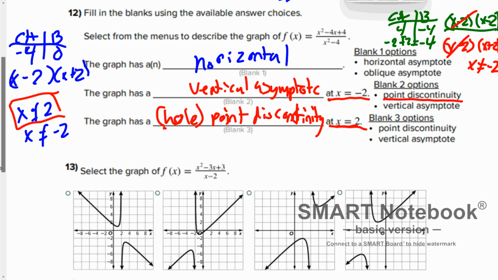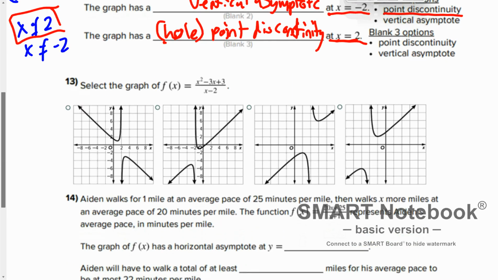All right, number 13, graphing. So graphing, we can do just those same two things, right? We can look at our horizontal asymptote. So we look at the degree of the top and the degree of the bottom. Those are not the same. The numerator power is bigger, right? So that means there's going to be an oblique asymptote. So that means I actually have to do long division here. So x minus 2.